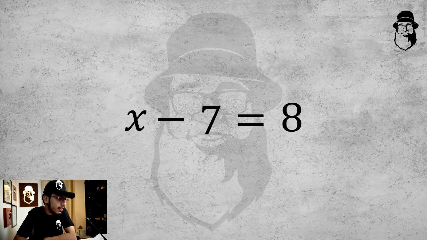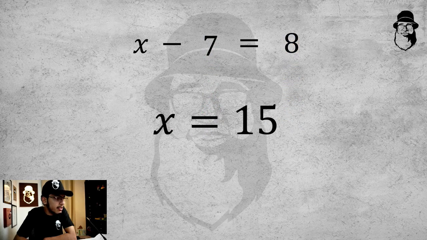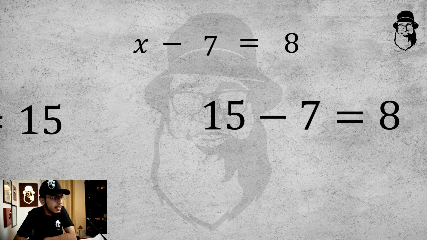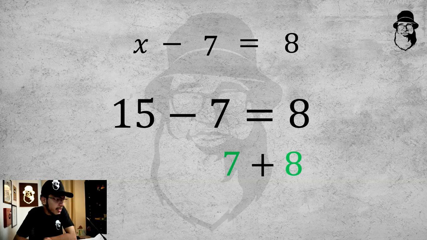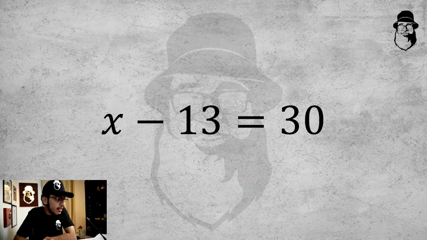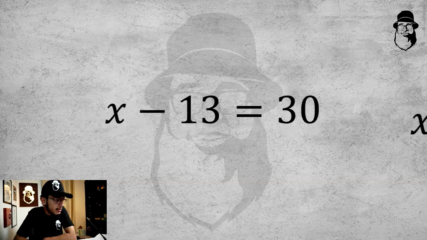Solve x minus 7 is 8. This says that when 7 is subtracted from a number, we get 8. What's the number? We get x is equal to 15 as 15 minus 7 is 8. Notice again that we can get the answer easily, this time by adding the 7 to the 8. Solve x minus 13 is 30. We find x is 43.